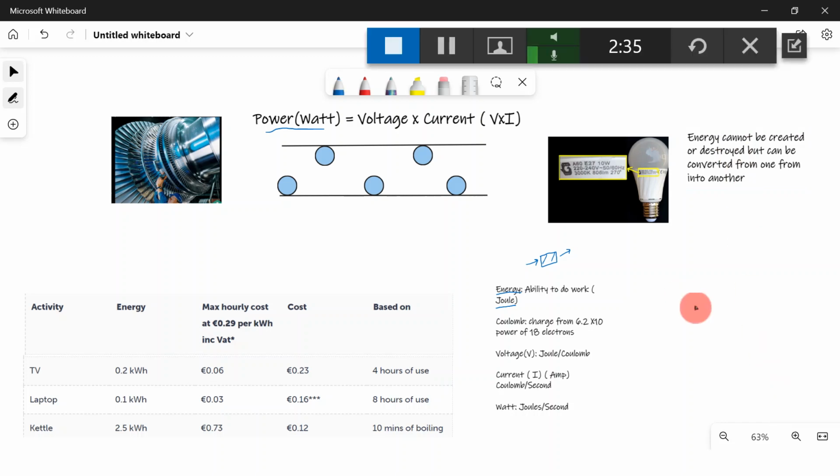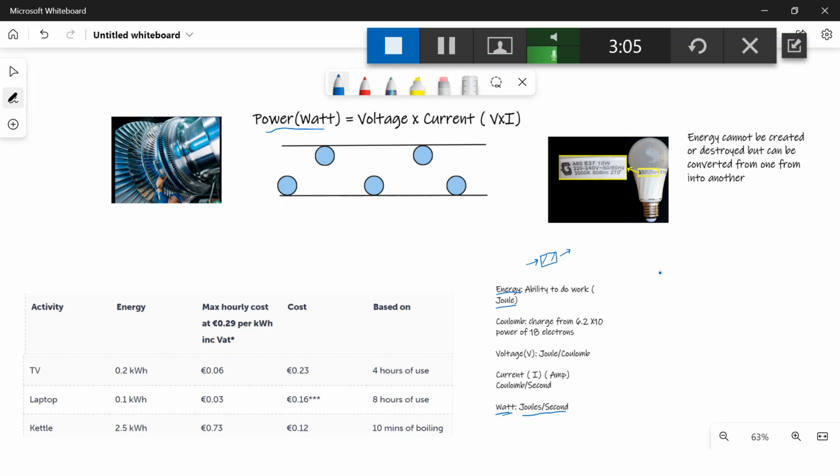A way to think about power, which is measured in watts: watts are joules per second. Another way to think about it is energy being converted from one form into another per second. That's what watts and power are measuring.